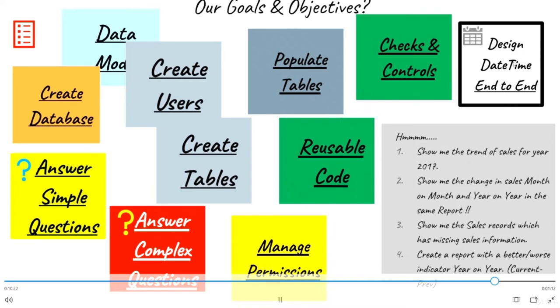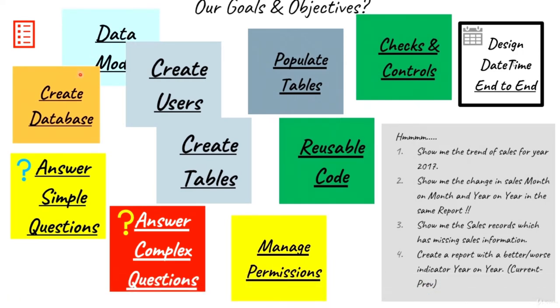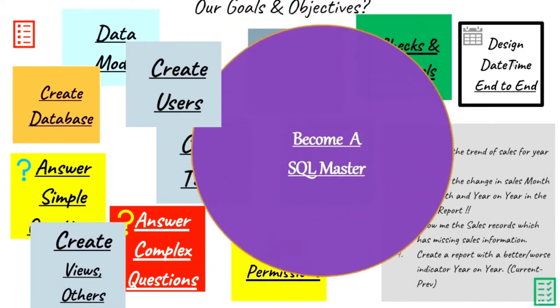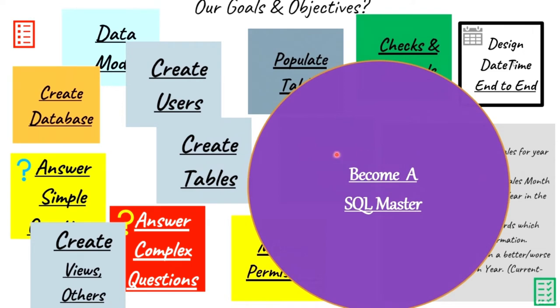So that's it. When we do all these things, when you know how to create a data model, design a database, create your users, create objects such as tables, views, etc., reusable code, checks and controls, populating the tables, answering simple questions and complex questions, etc., you're actually going to become an SQL master, and that's our real goal here. So once you get familiar with all those things, and once you get confident with all the hands-on exercises, this is what our ultimate goal is, to become an SQL master.